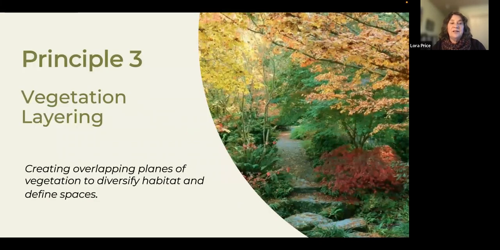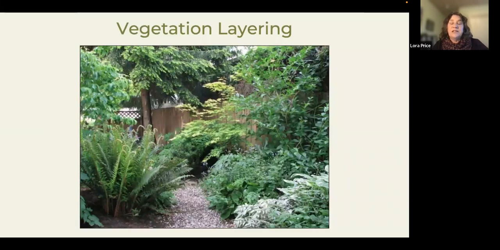So I mentioned the vegetation layering a few times, and essentially it's creating overlapping planes vertically of the vegetation, which diversifies the habitat and defines spaces. And really, if you think of going up vertically, it is making the most of the yard that you have. So here's just a little example.